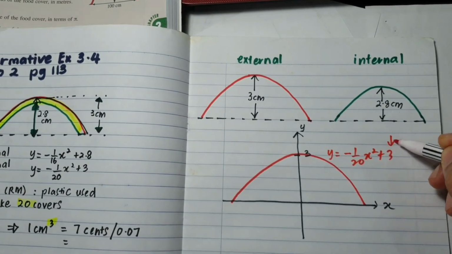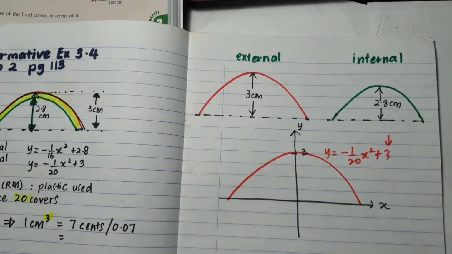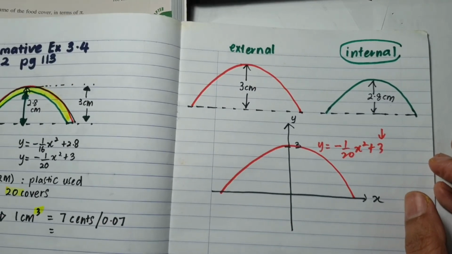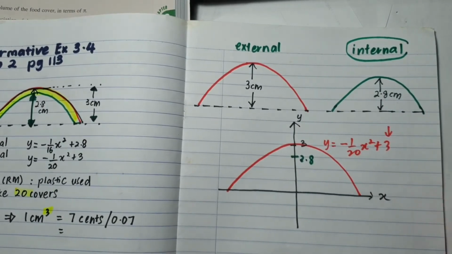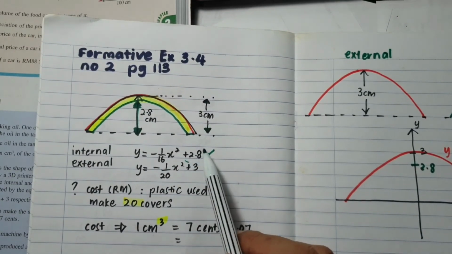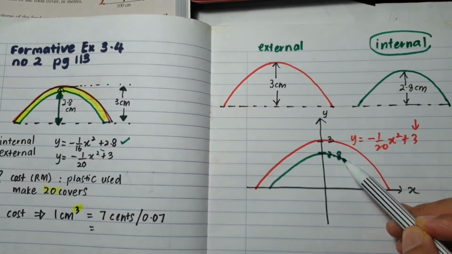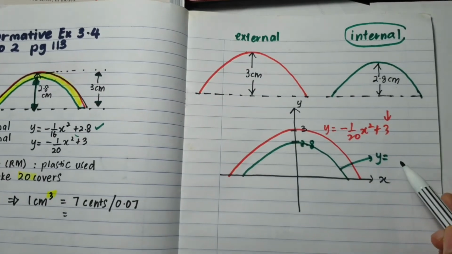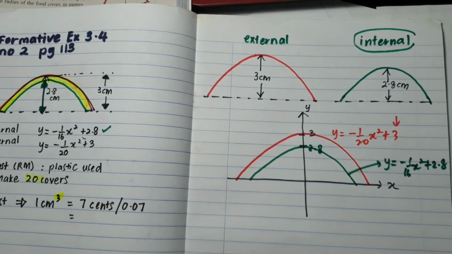Okay, so you can see the value 3 here represents the y-intercept of the curve. And then the green color is the internal part. The internal height is 2.8, which means this is 3 and here is 2.8. This is the equation of the internal part. You can see the value 2.8 is the y-intercept of the curve. It touches the y-axis at 2.8. So the equation is y equals -1/16 x squared plus 2.8, where 2.8 is the y-intercept.